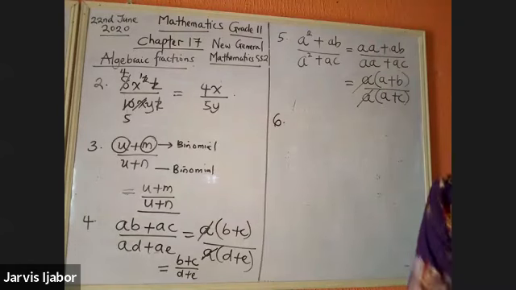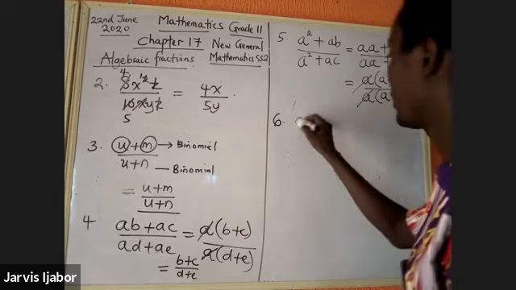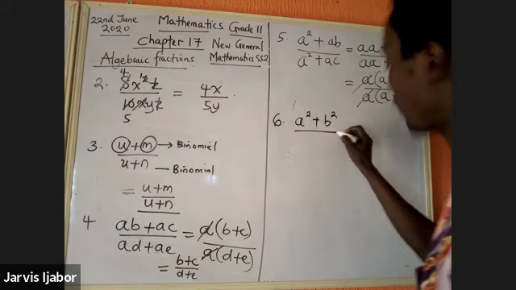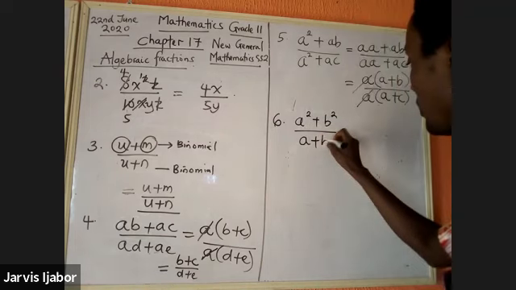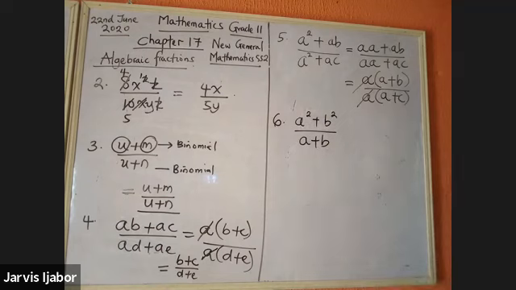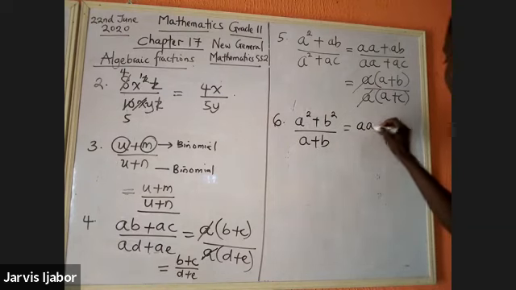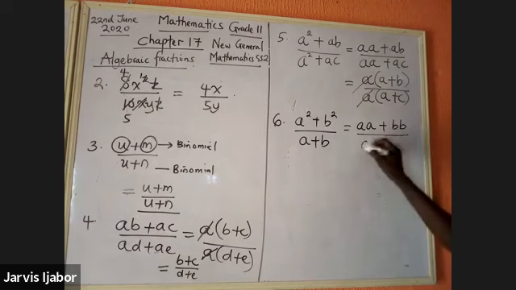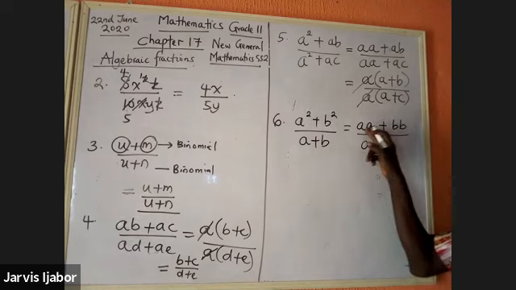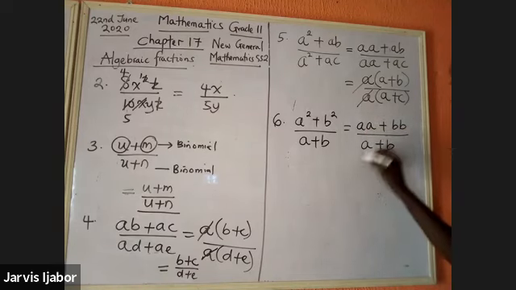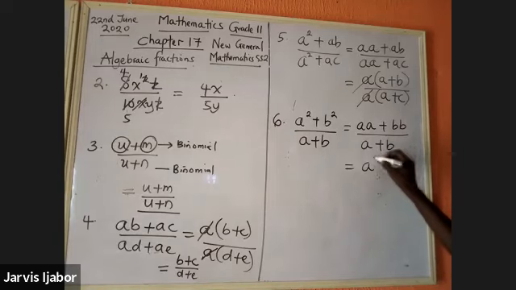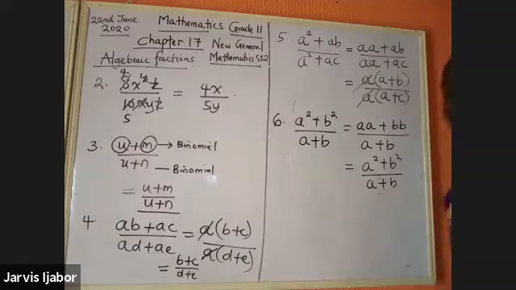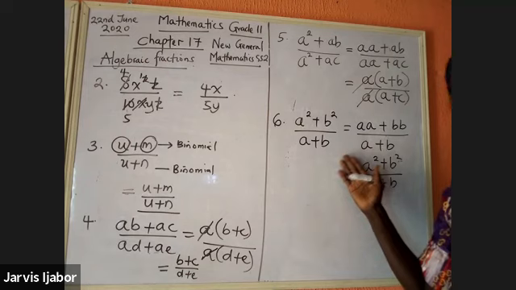Now, in question 6, we have (a squared + b squared) over (a + b). Now, in this question, nothing can be done. Let's look at this. It will be aa plus bb over a plus b. What they're trying to tell you is that you can't factor anything here because a is not common to both. So as such, this will remain as it is. Nothing can be done in this problem, so it will remain just the way it is.